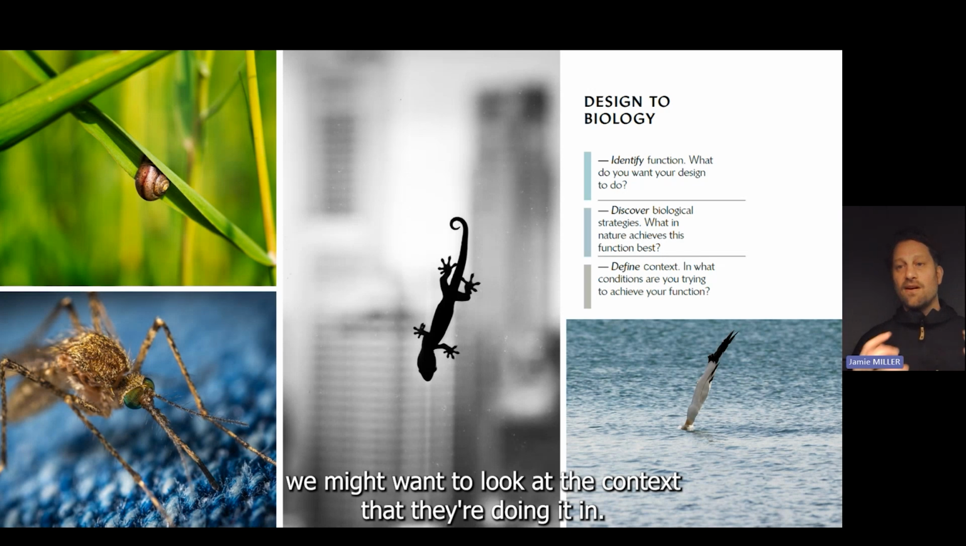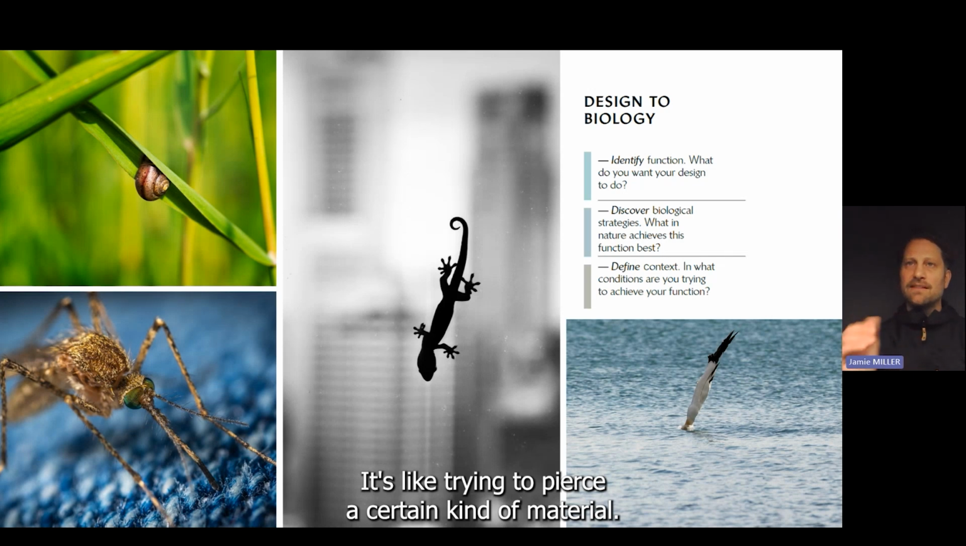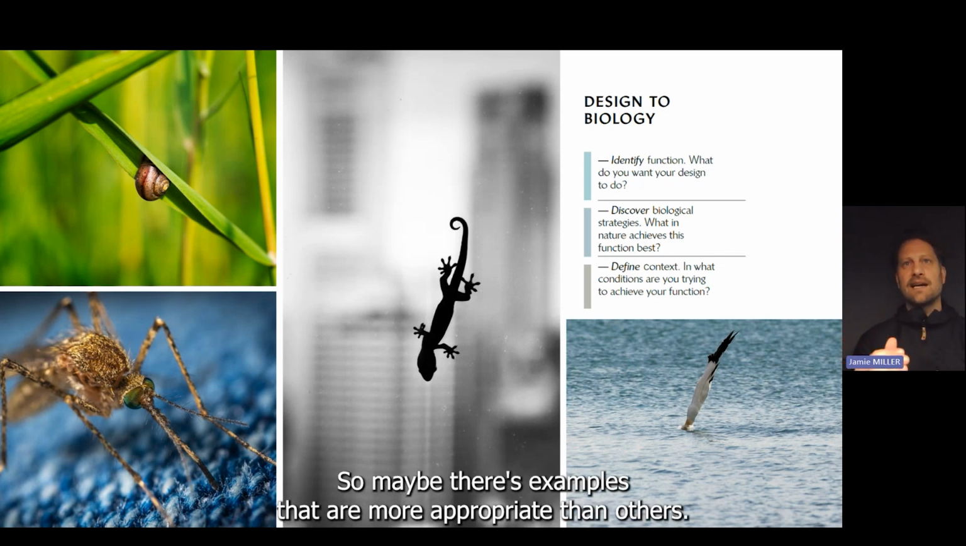The next level, once we have those examples, to break it down even further, we might want to look at the context that they're doing it in. So the stapler is in a dry context. It's like trying to pierce a certain kind of material. So maybe there's examples that are more appropriate than others.